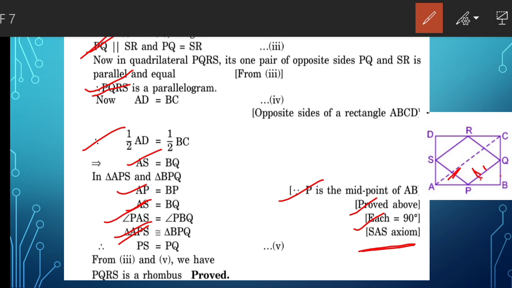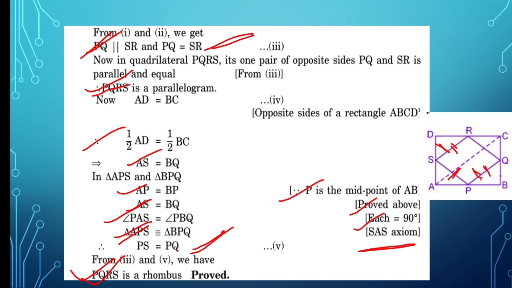So this is our fifth equation that we got, that PS is equal to PQ, and from 3, PQ is equal to SR, and from 5, PS is equal to PQ. We can say that PQ is equal to SR, that is the opposites are equal, and PS is equal to PQ. We can state that PQRS is a rhombus since all four sides become equal. So we have proved that from a rectangle, if we find the midpoints and form a quadrilateral, that quadrilateral is nothing but a rhombus.